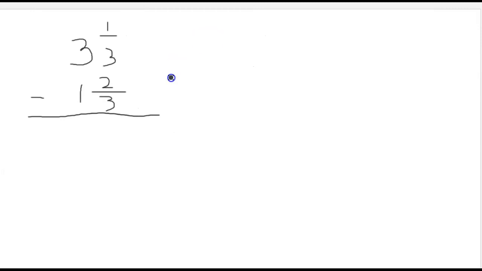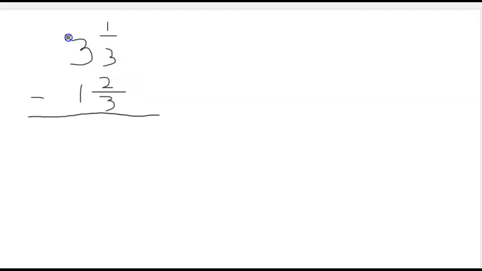Like in this case, we have 3 1/3 minus 1 2/3. Well, we would start with the fractions, but we can't take 2 away from 1. It's too big, right? We can't take 2 from 1. 1 minus 2, we'd end up with a negative number. So again, we're going to have to borrow.